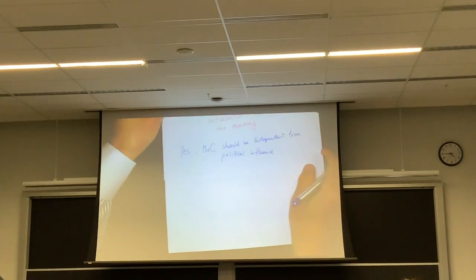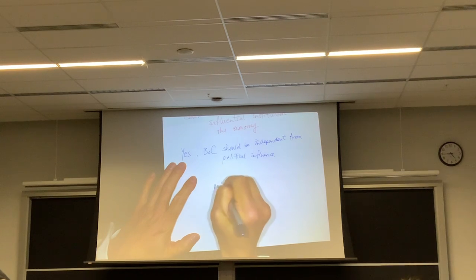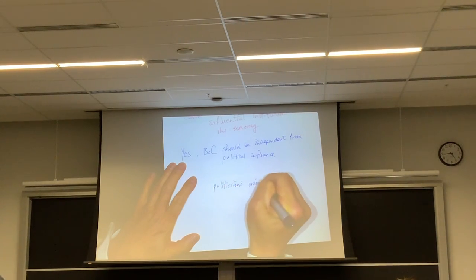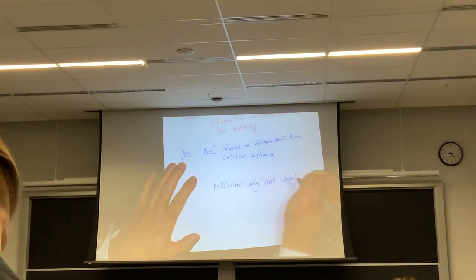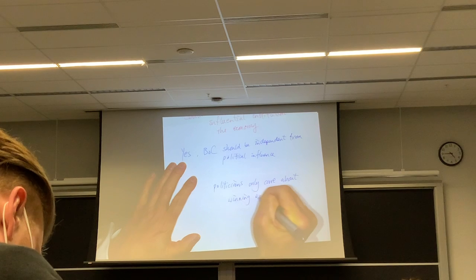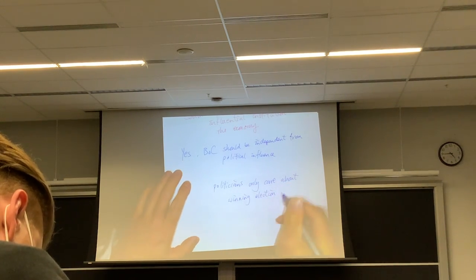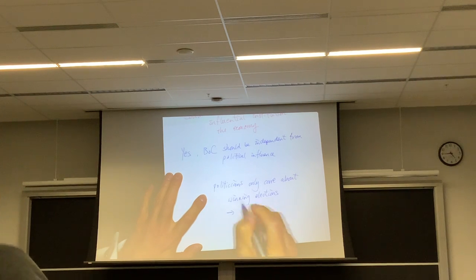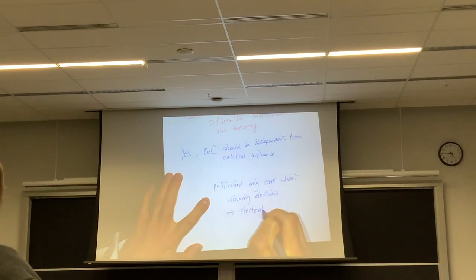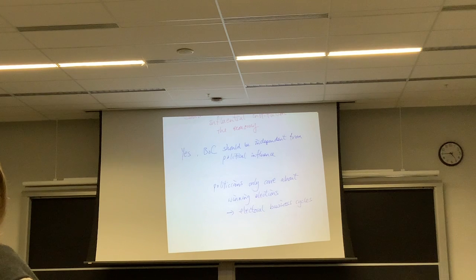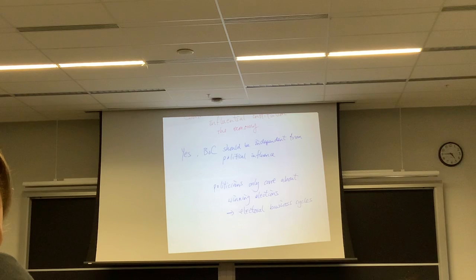The reason is politicians only care about winning elections. In other words, the electoral business cycle. They don't care whether the economy is overheated or not. They just want to win the election. Even though we are already overheated, when they come to an election, they always want to further overheat the economy so that they can win the election.